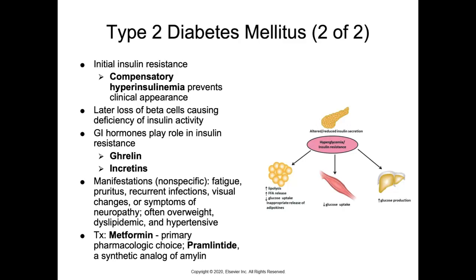And often the people are overweight or obese and can have dyslipidemic blood and be hypertensive, because diabetes contributes to a macrovascular disease where we get atherosclerotic plaques that start building upon the walls of the vessels. So for the treatment, right now, metformin is the primary pharmacologic choice, and we also have pramlintide, which is a synthetic analog of amylin, which we said kind of mimics insulin.